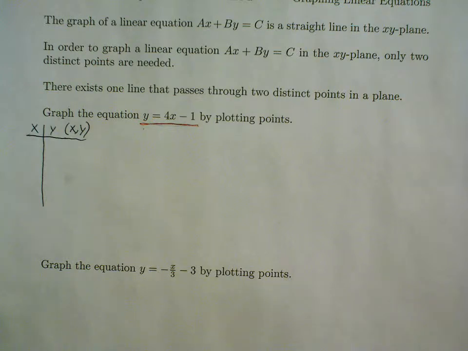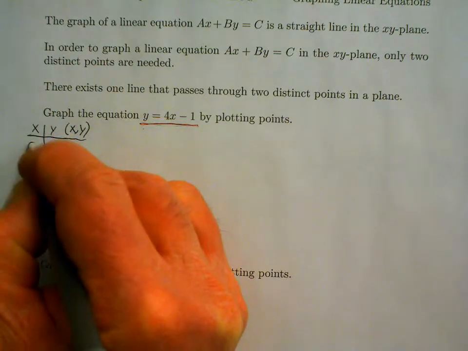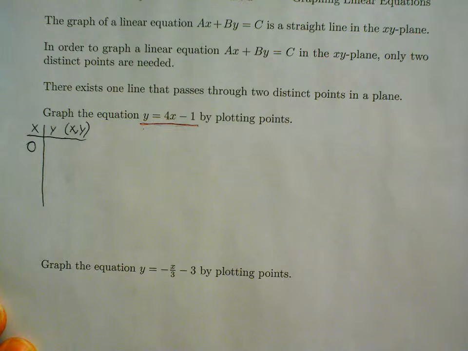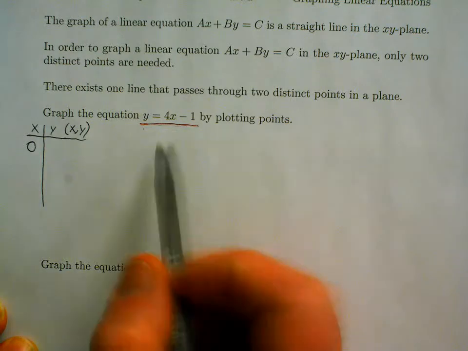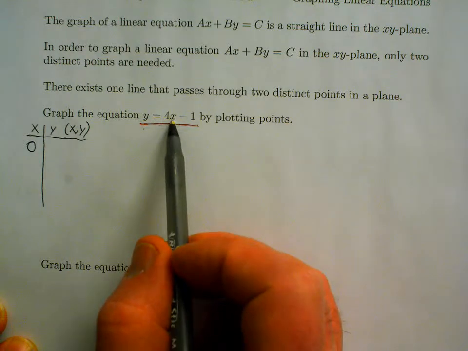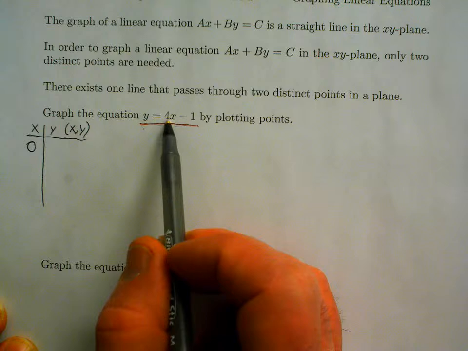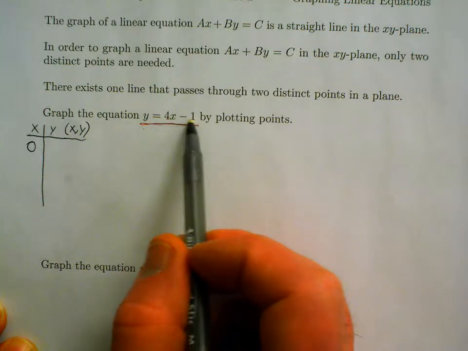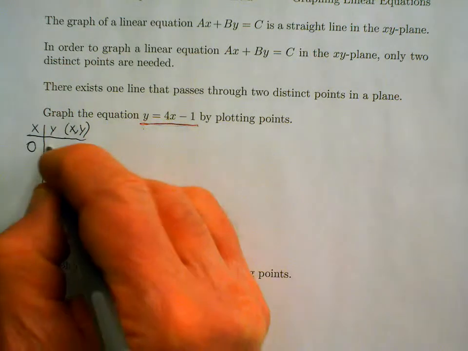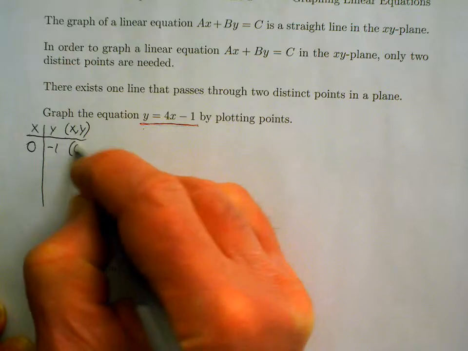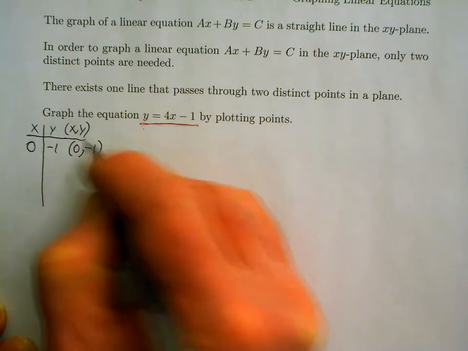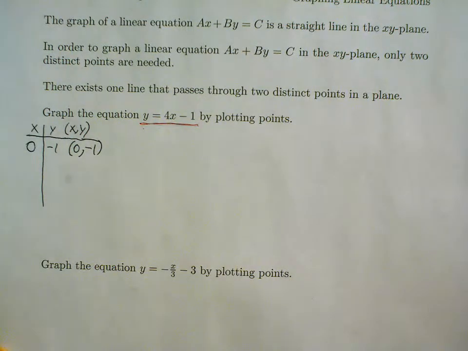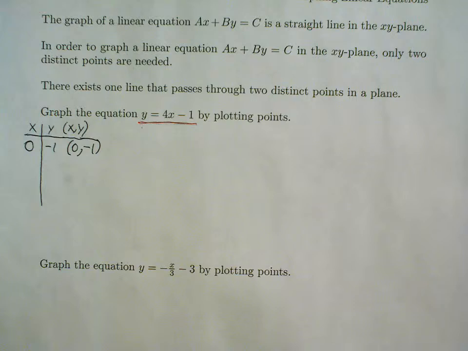Okay, what do you want to do? What do you want to start out with for x? 0. Okay, that's perfectly fine. So in the equation, replace x with 0, we get y equals 4 times 0 minus 1, or 0 minus 1, which is negative 1. So we have the ordered pair 0, negative 1. Okay, now what?